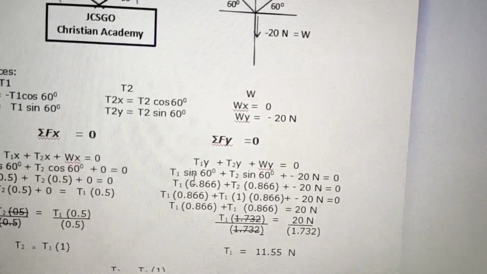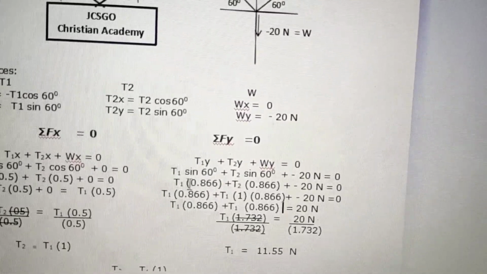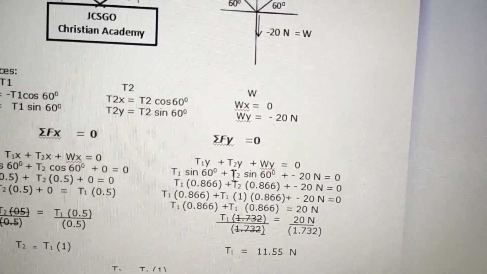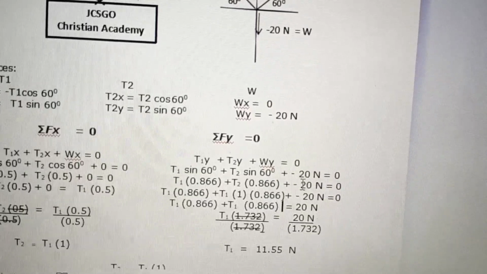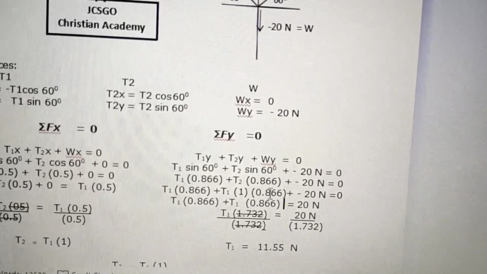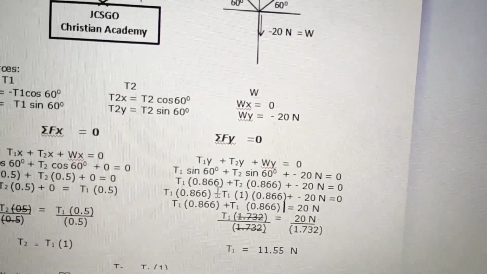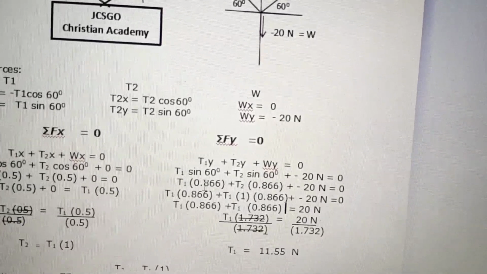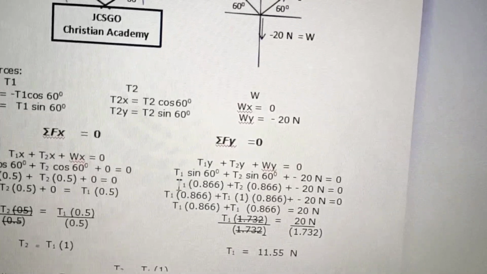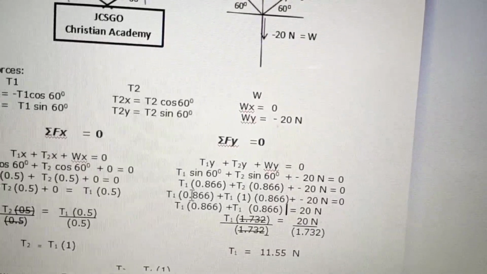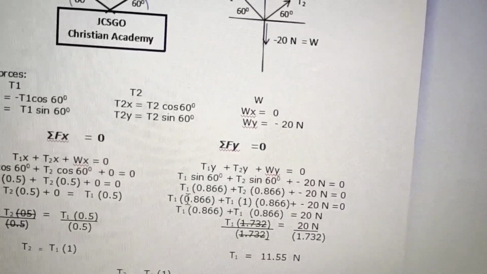So what is the value of sine 60 degrees? So we have T1 times 0.866 plus T2 times the value of sine 60, which is 0.866, plus negative 20 newtons is equal to 0. So if you will notice, we cannot add T1 with T2 because they are of different subscript. So we need to get the value of T2 here.